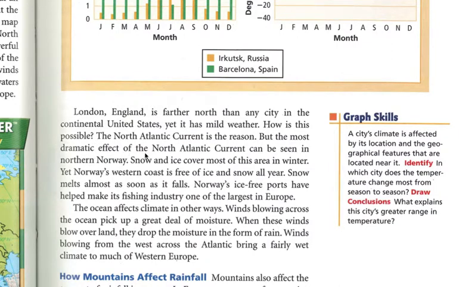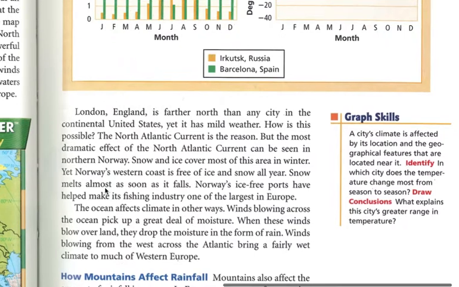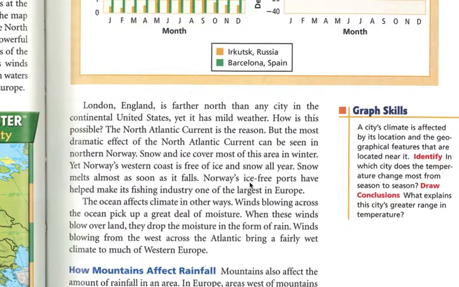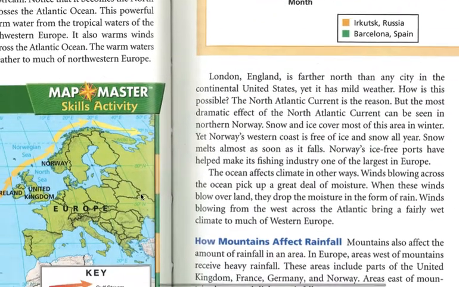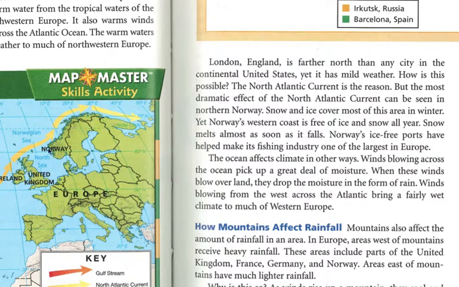But the most dramatic effect of the North Atlantic Current can be seen in northern Norway. Snow and ice cover most of this area in the winter, yet Norway's western coast is free of ice and snow all year. Snow melts almost as soon as it falls. Norway's ice-free ports have helped make its fishing industry one of the largest in Europe. You can see that over here along the North Atlantic Current.